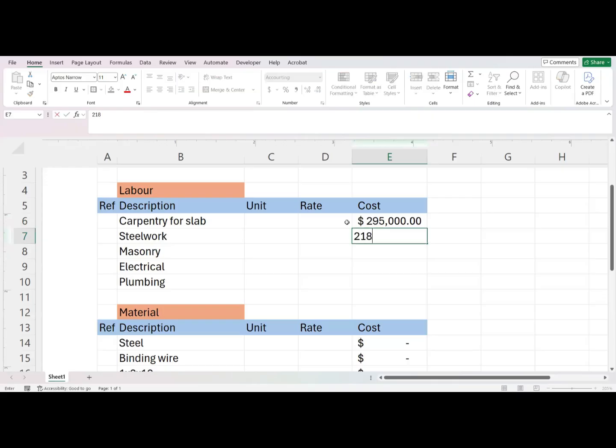The other cost to consider is the cost for steelwork, and that's going to come in at a cost of $218,000. Separate and apart from that, we're going to have a cost for masonry, and that is for the placement of the concrete. That is going to come in at a cost of $65,000.